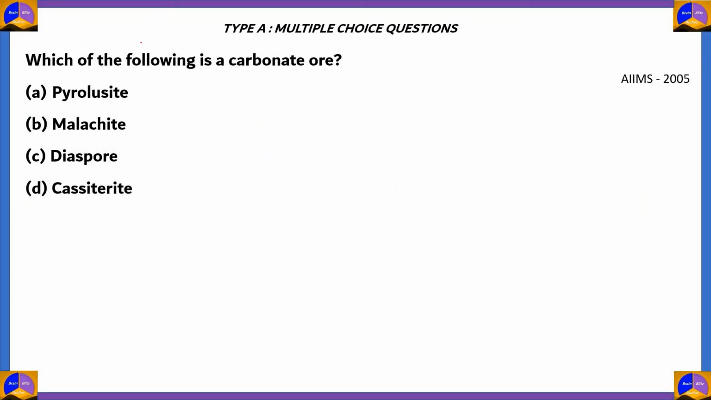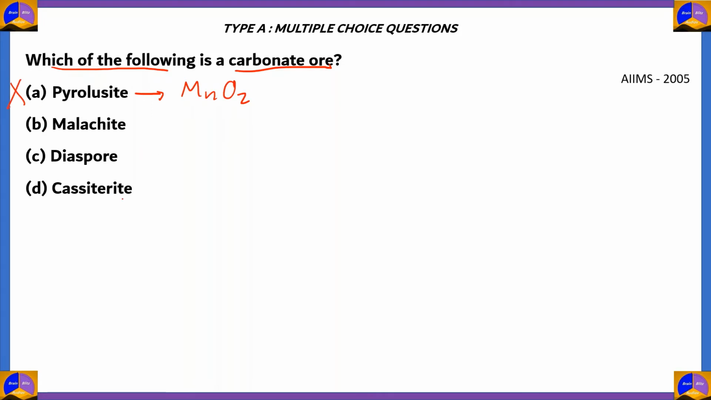So let's look at this question. Which of the following is a carbonate ore? Is it A, pyrolusite, B, malachite, C, diaspore, D, cassiterite? So how do we solve this question? We need to write out the chemical formula of all of these ores. So option A, pyrolusite. Pyrolusite is an ore of manganese. It is MnO2. As you can see, it's an oxide ore. So option A is incorrect.